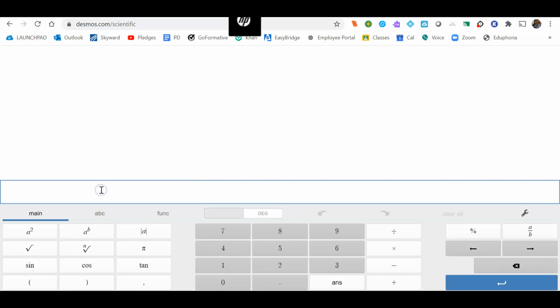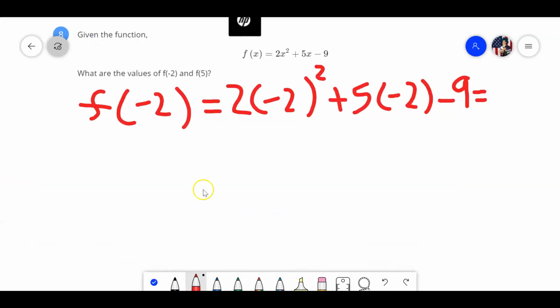All right, so let's type it in here. So we're going to put 2(-2)^2 + 5(-2) - 9. Hit enter. Actually, it's already there on the very right. -11. Okay. So I can go back to my work. I'm going to write -11.